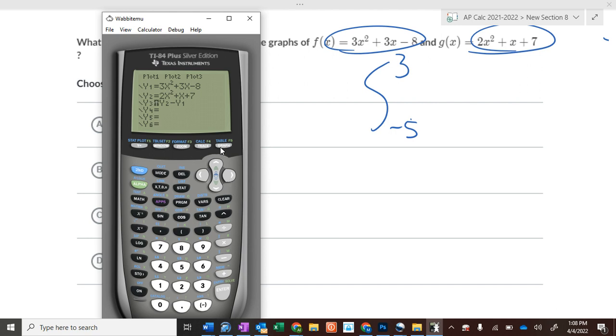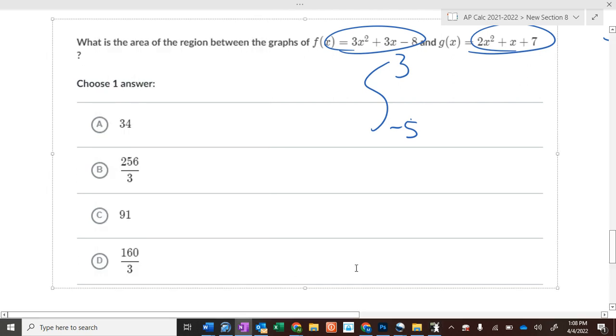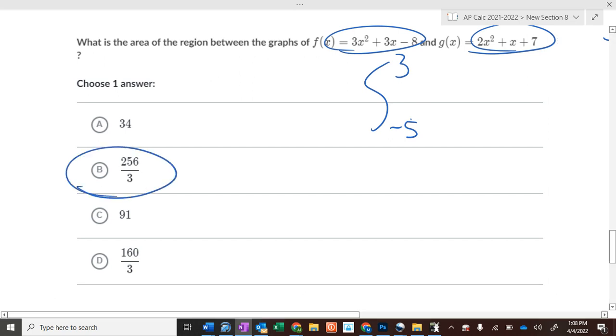So if we go graph it, now it looks like that, and now we have to find the area in between the curve and 0. Second trace, 7. So I'm going from -5 to 3. And then it's 85 1/3. 85 1/3 is 3 times 85, which is 256. Okay?